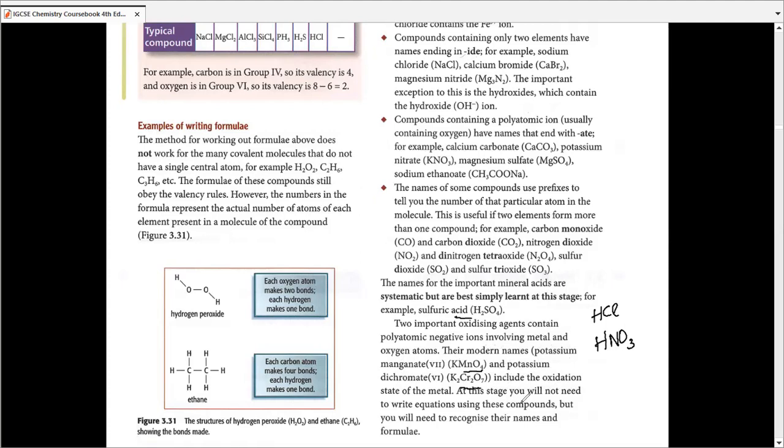You're not going to go with how we name them right now. None of the rules either, but you're simply going to memorize the formulas and the names. That's about it for the nomenclature part. If you have any questions from the nomenclature part, let me know.